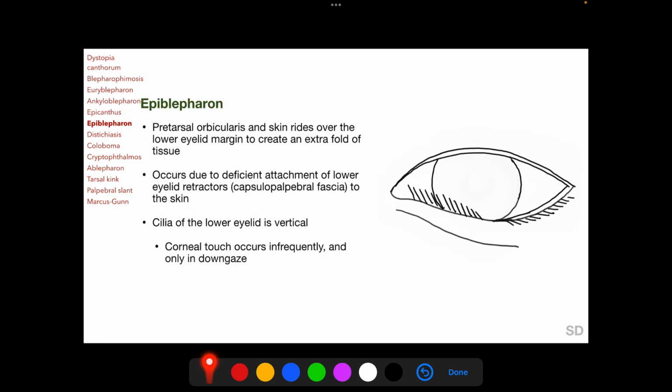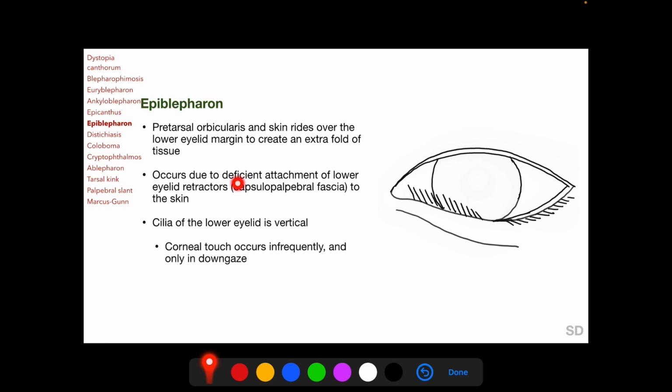In Epiblepharon, skin and pretarsal orbicularis rides over the lower eyelid margin to create an extra fold of tissue over the medial aspect of the lower eyelid. So this is the extra fold of tissue which obstructs visibility of the eyelid margin of the medial aspect of the lower eyelid, but the eyelid margin of the lateral aspect of the lower eyelid is visible.